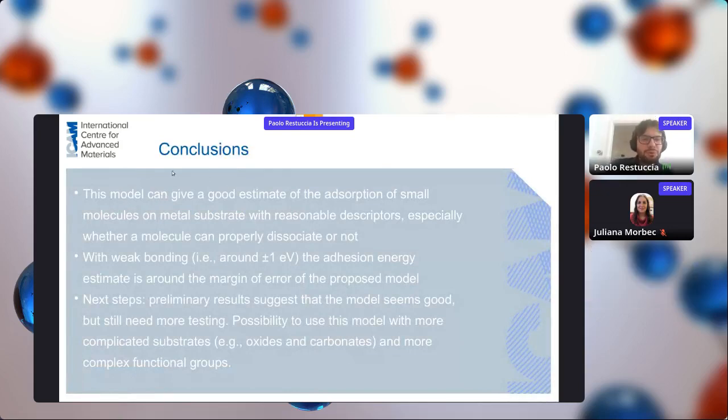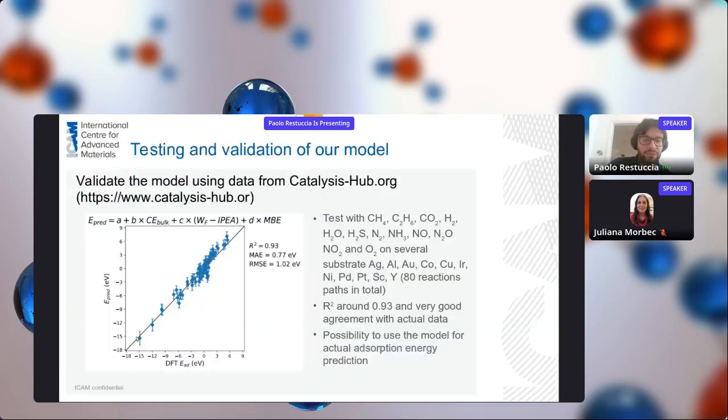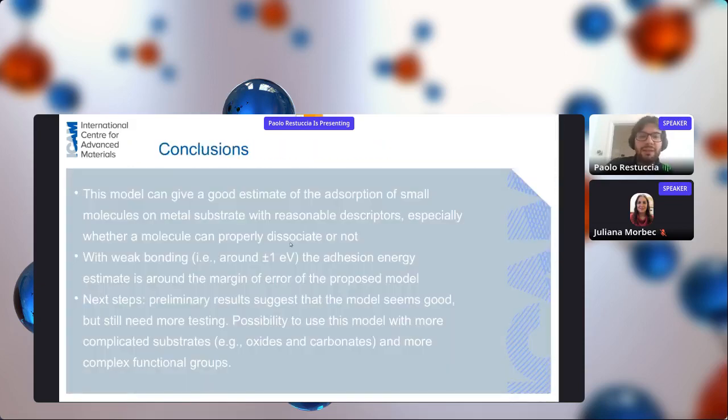So just to give you some conclusions, we found that this model can give a reasonable estimate of the adsorption of small molecules on metal substrates with reasonable descriptors, so descriptors that are based on the physics and chemistry of the system that we are studying. And the interesting point is that, considering the large values of the adsorption energy, we can clearly understand if the molecule can dissociate or not over a substrate.